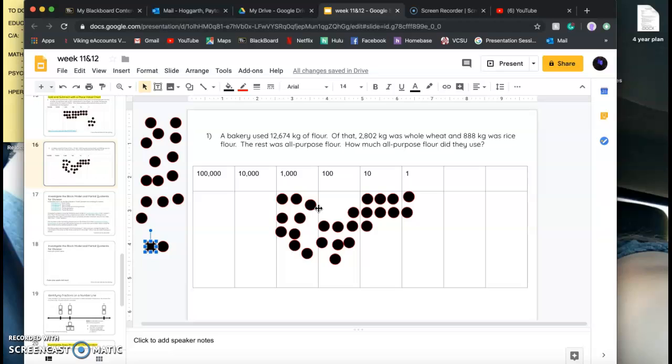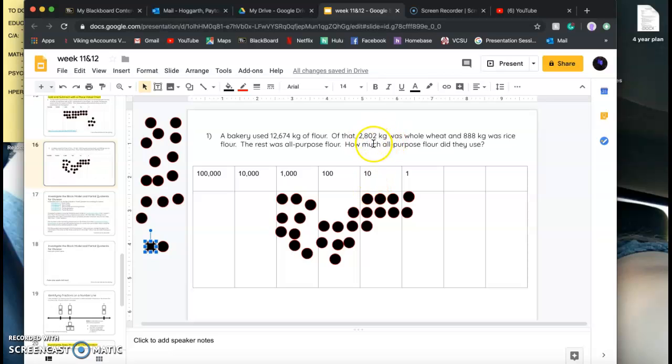So now I have 9,872. So I have 9 1,000s, which represents the 9,000. 8 100s, which represents 800. 7 10s to represent 70, and 2 1s to represent 2.